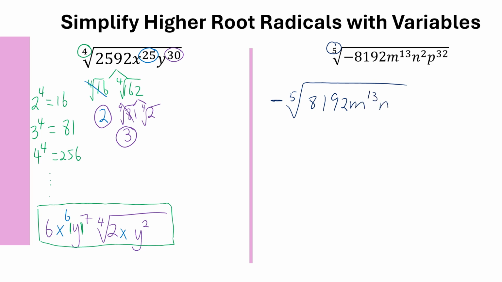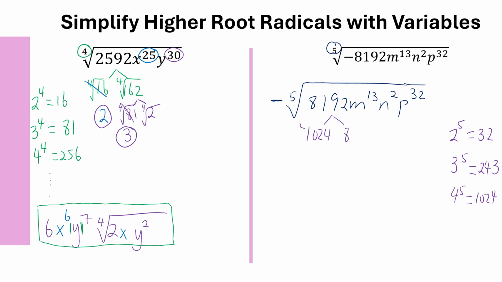The only thing is that this time I need some of the perfect fifth root numbers. So I'm going to list a couple of them here. So 2 to the fifth power is going to be 32. So therefore, the fifth root of 32 is 2. 3 to the fifth power will be 243. And 4 to the fifth power is 1024. So 1024 can go into 8,192 8 times.